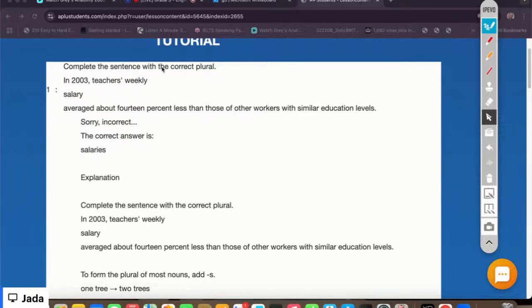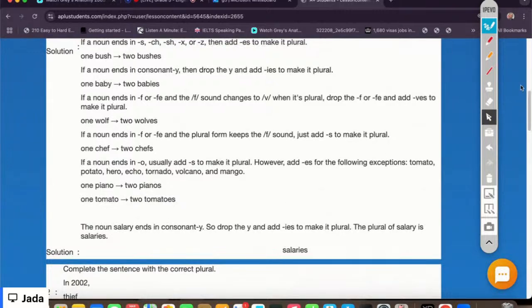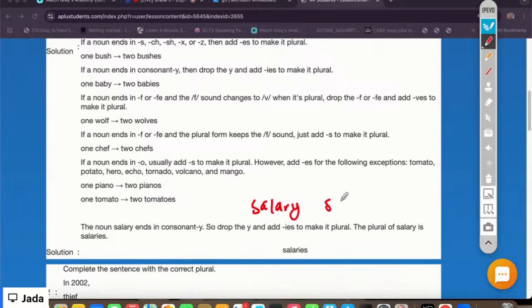All right, so complete the sentence with the correct plural. In 2003, teachers' weekly salaries averaged about 14% less than those of other workers with similar education level. So, salaries. So it ends with y, and you make it salaries.